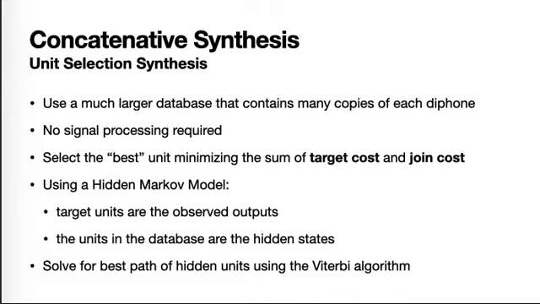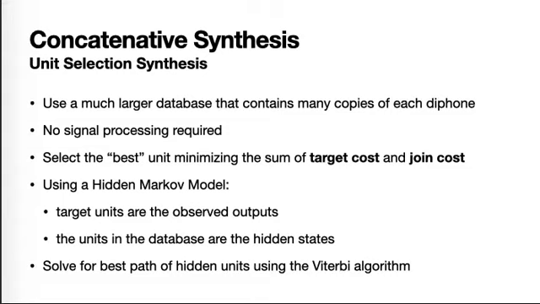Next, we'll talk about unit selection synthesis. Unit selection synthesis uses a larger database that contains many copies of diphones. In diphone synthesis, the prosody of the concatenation is modified by TD-PSOLA, but no signal processing is applied to the concatenated units in unit selection, so it's not required. So we select the best unit, minimizing the sum of a target cost and join cost. And this can be done with a hidden Markov model.